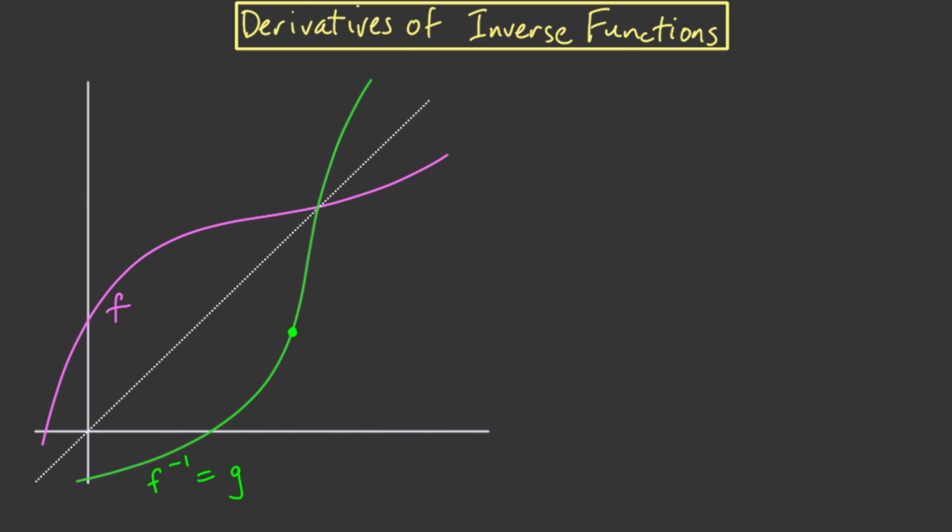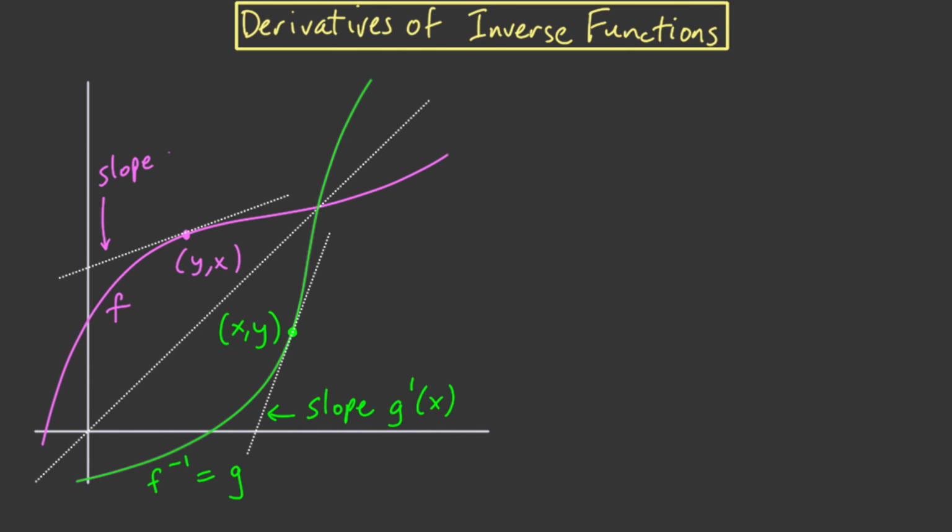Now, we know that if we've got a point x comma y on the graph of g, then it came via the reflection of the point y comma x on the graph of f. But the same thing would go for the tangent lines at those points. So here they are. And the slope of this tangent line is g prime of x. And the slope of this one is f prime of y, because it's at the point y comma x.